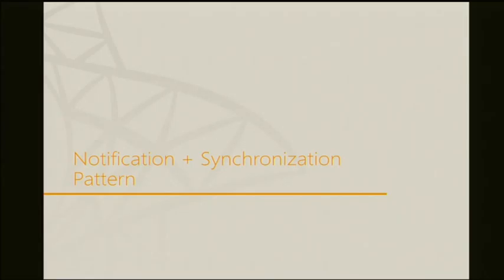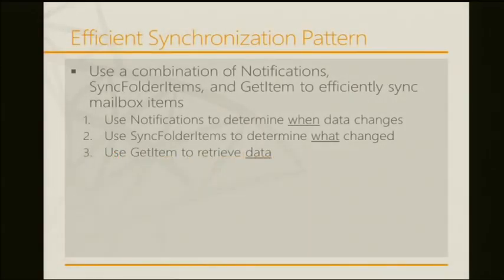So this last section is about putting notifications and synchronization together. This would be how a client like Outlook puts both of these things together and synchronizes and keeps mailbox data synchronized. Basically, there are three steps and three ways you use these things. You use notifications just to determine what data has changed, or when data has changed.